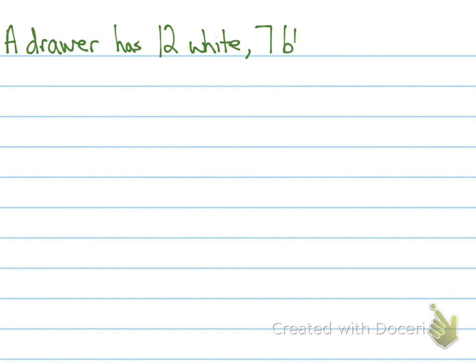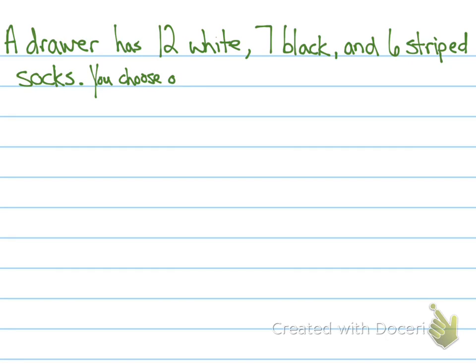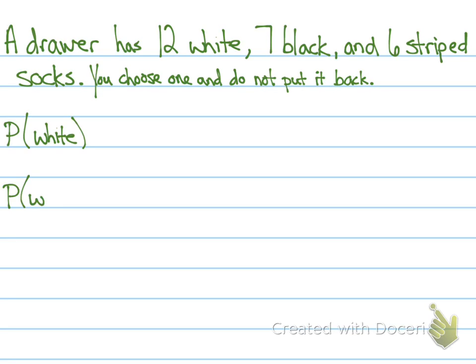So now with dependent events, it's going to look very similar: you have several choices and you're going to select one of them. But now the difference is that you choose one and do you put it back? No. You select one and you keep it and then you select another one. So now that's going to change the total number of socks available for the second selection. So the probability is going to be set up very similar.